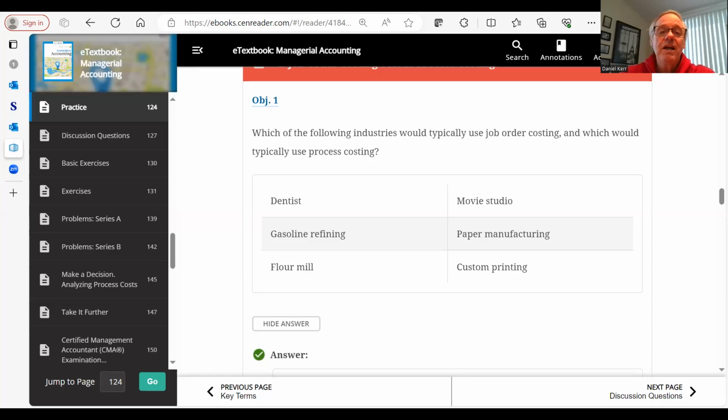Gasoline refining, that would be a classic process costing. Flour mill would also be classic process. You know, one package of flour looks just like the next. Movie studio, well, each movie is separate and distinct, so that would be job order costing. Paper manufacturing would be process. And here, custom, not just printing, but custom printing. So custom printing would be job order. The key word there is custom printing.